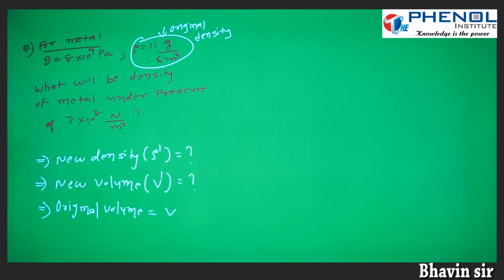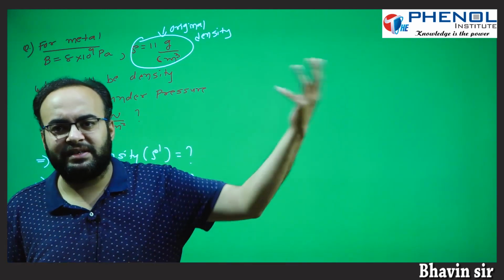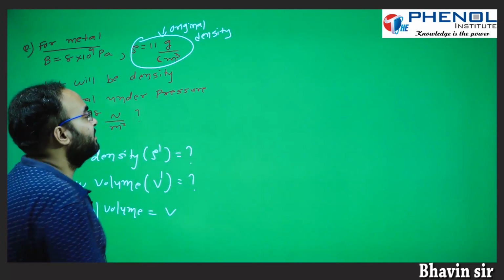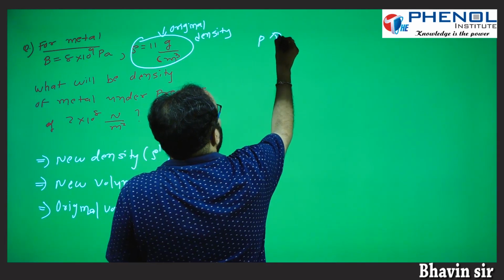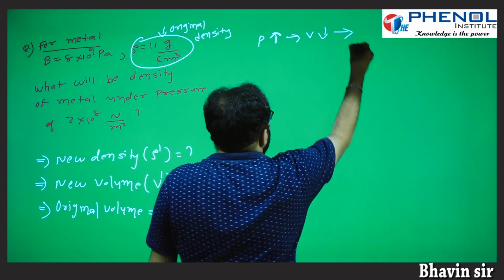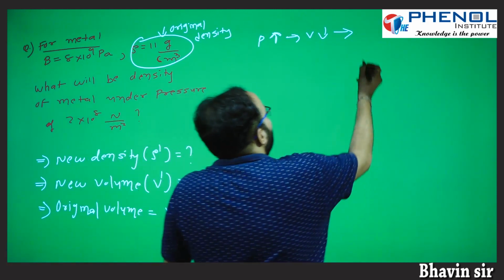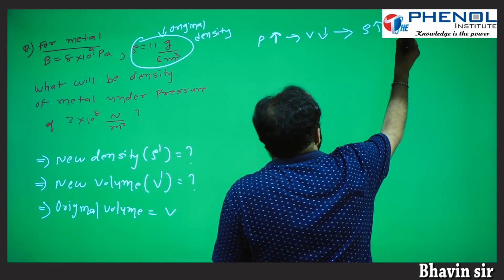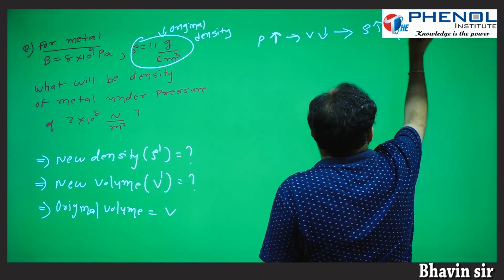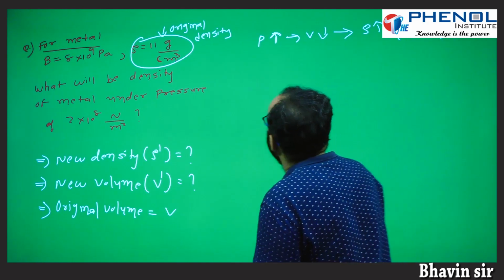So now how to find, students? See, first pressure increases, because generally we consider atmospheric pressure, which is 1 atm, but now the pressure has increased to 2 into 10 raised to 8. So pressure is increased, so volume is decreased, and so density increases, because mass remains constant. Density is equal to mass by volume. Volume decreases, density increases.